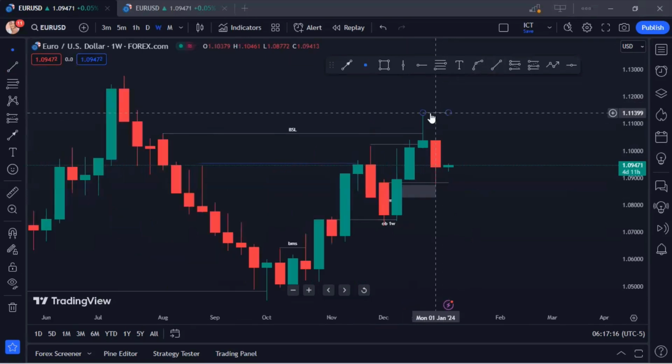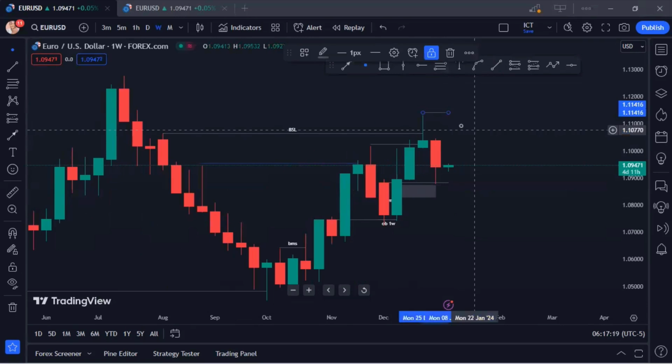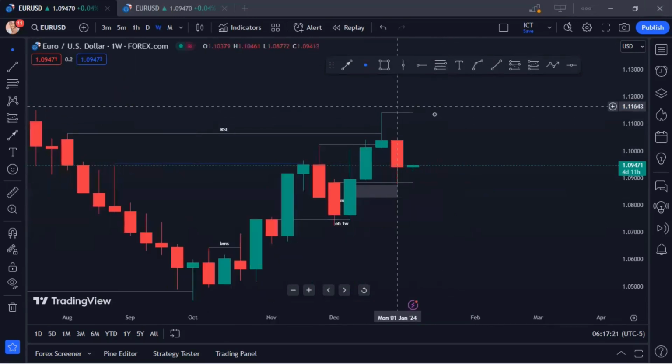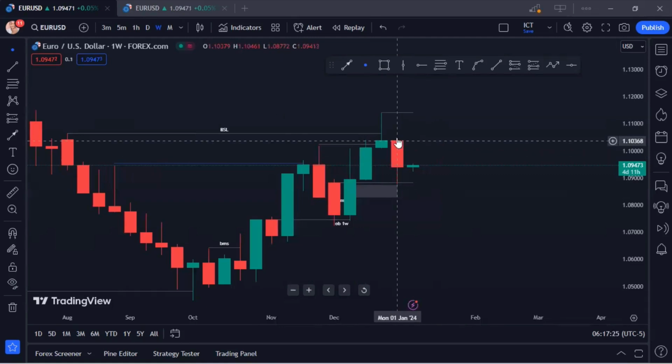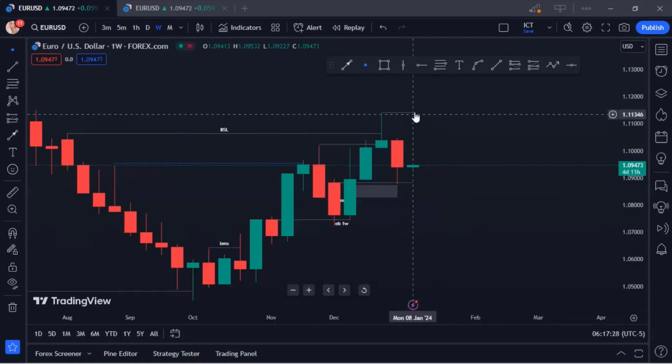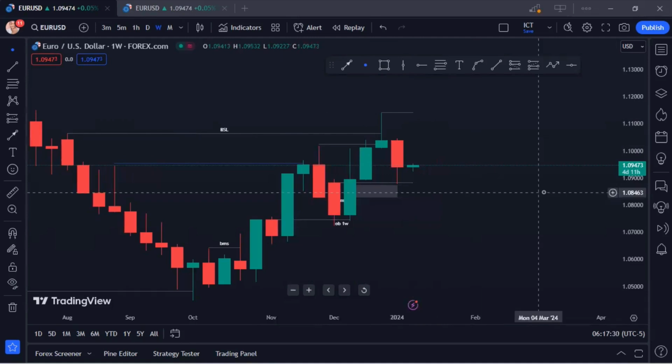What is the drawn liquidity? The drawn liquidity is to take out this high. So that's the target. I'm expecting price to take out this high. The first drawn liquidity is to take out the previous week high, then go to take out this high. So that is my first target.